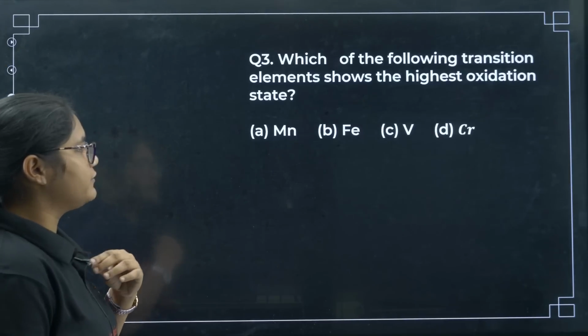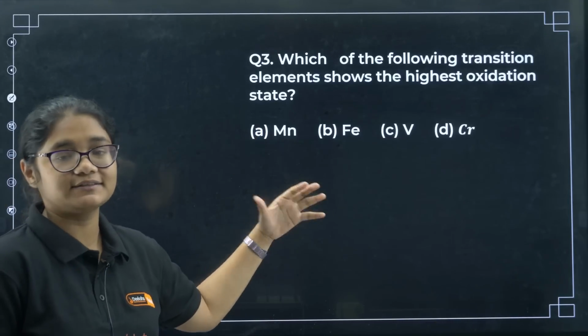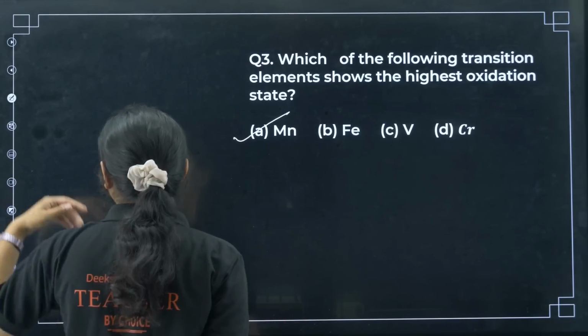Next, which of the following transition elements shows the highest oxidation state? So we know manganese has an oxidation state of plus 7. So that is the highest one. So option number A here.